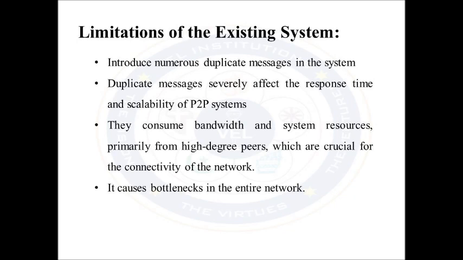Duplicate messages severely affect the response time and scalability of peer-to-peer system. They consume bandwidth and system resources, primarily for high degree peers which are crucial for the connectivity of the network. It causes bottleneck in the entire network along with the total network connections. So that's the main drawback.